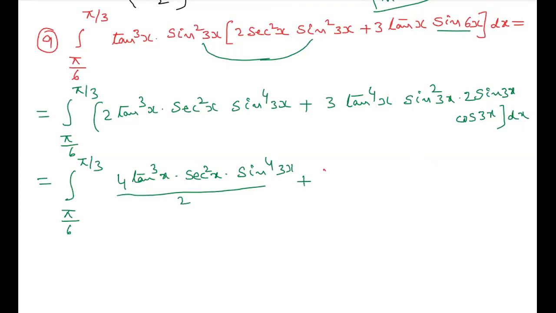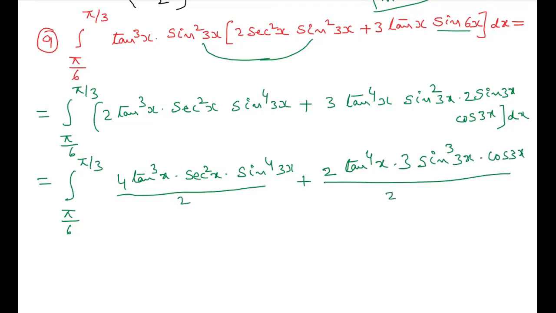Next, here also 2 tan⁴x, 2 is already there, and 3 sin²3x into sin 3x, that is sin³3x into cos 3x. Here I am going to multiply and divide by 2. Now finally, observe this integration from 5π/6 to 5π/3.